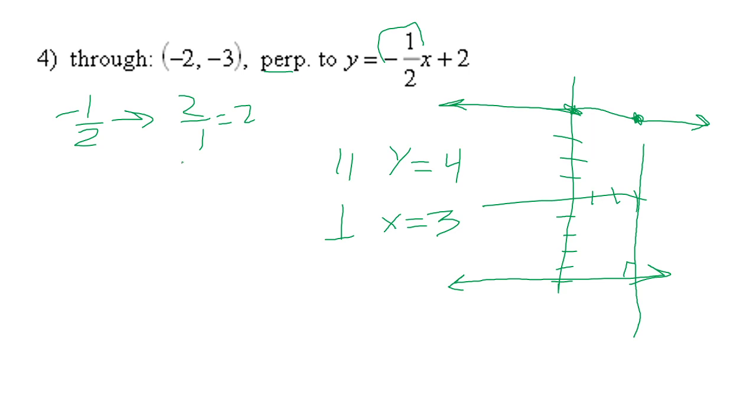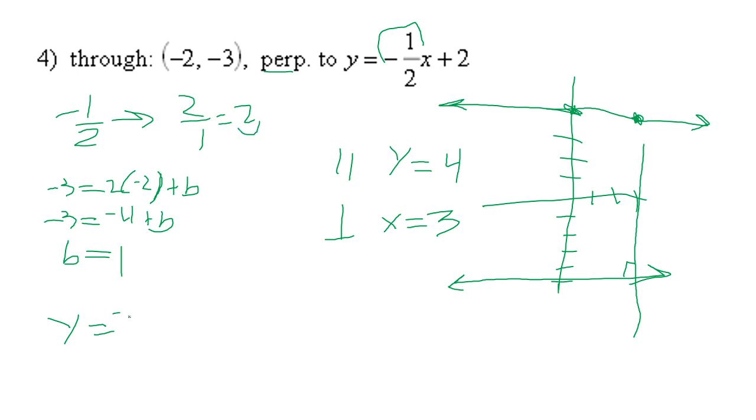All right, and then we plug in our y equals mx plus b. So -3 equals 2 times -2 plus b. So -3 equals, multiply 2 times -2, -4 plus b. Add 4 to both sides, b equals 1. And we rewrite our equation. y equals, make sure we use our new slope, 2x plus 1.